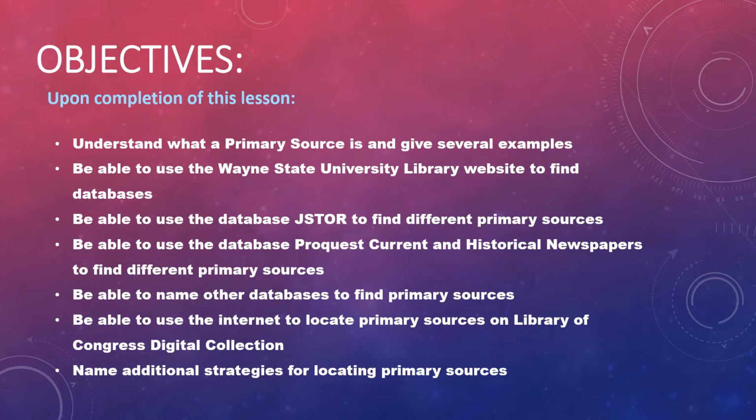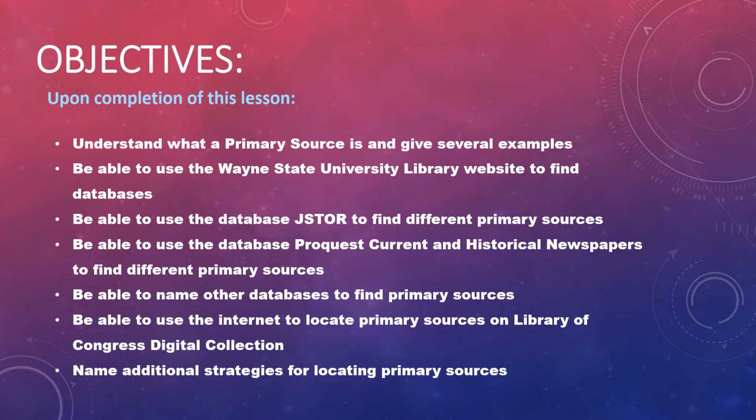Our objectives today in this lesson: upon completion of this lesson, you will understand what a primary source is, and you'll be able to give several examples. You'll be able to use the Wayne State University Library website to find databases, and then you'll be able to use JSTOR and ProQuest current and historical newspapers to find primary sources. These are the two databases we will be using in our tutorial today.